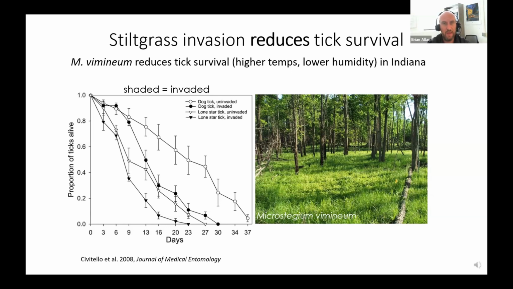And so at least during that period of time, midsummer, when Lone Star ticks and American dog ticks are active, stilt grass appears to reduce their survival compared to native vegetation species. So a very different story in this case concerning stilt grass and its impact on ticks.